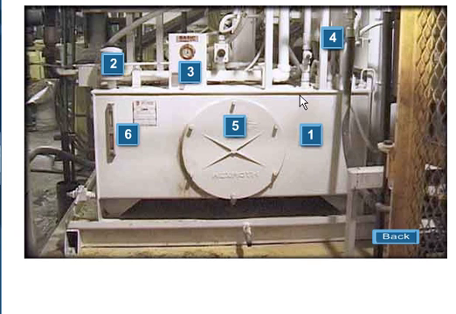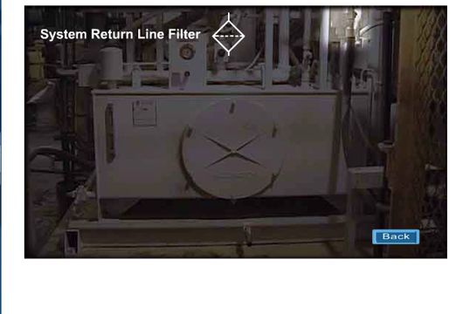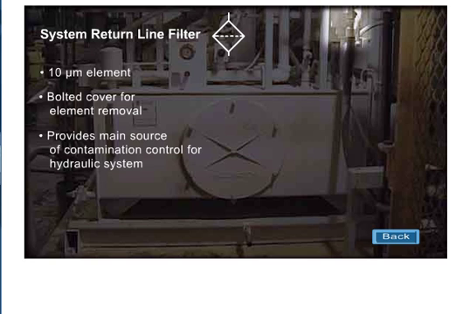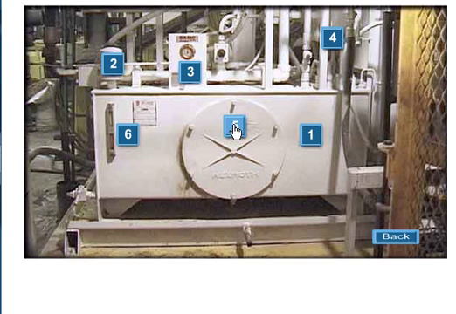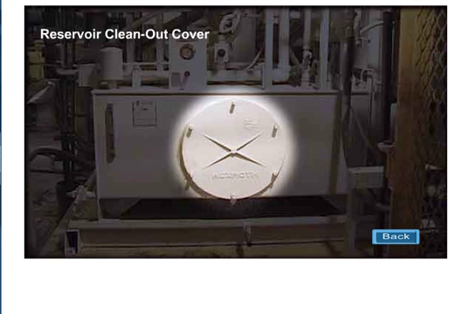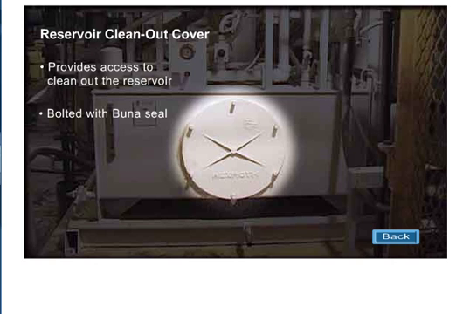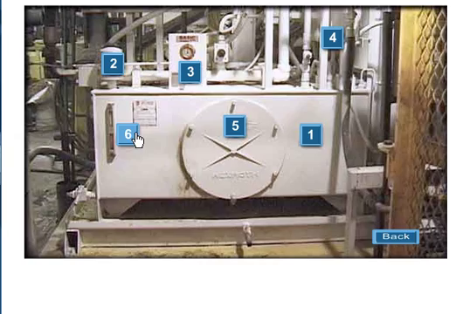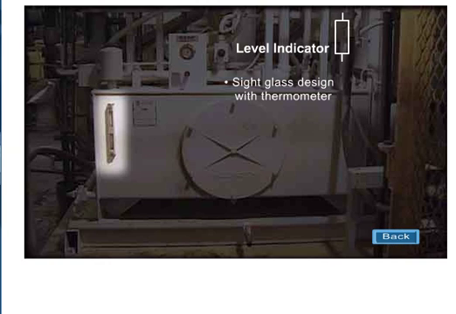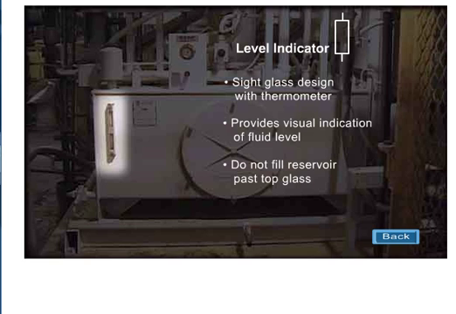System return line filter, 10 micron element, bolted cover for element removal. Provides main source of contamination control for hydraulic systems. Reservoir cleanout cover. Provides access to clean out the reservoir. Bolted with Buniseal. Level indicator. Sight glass designed with thermometer. Provides a visual indication of fluid level. Do not fill reservoir past top glass.